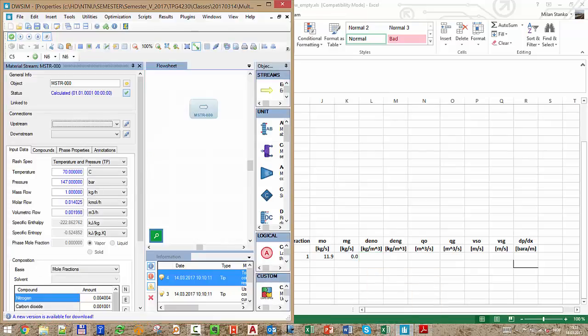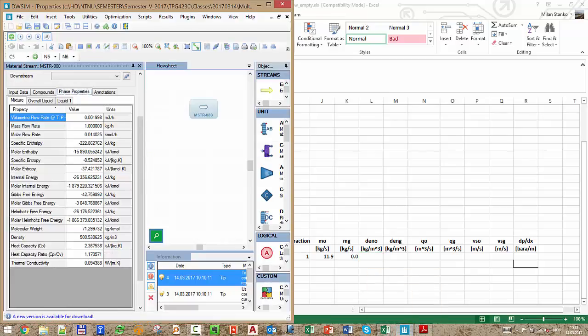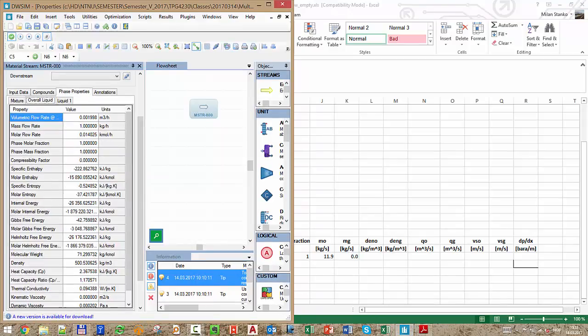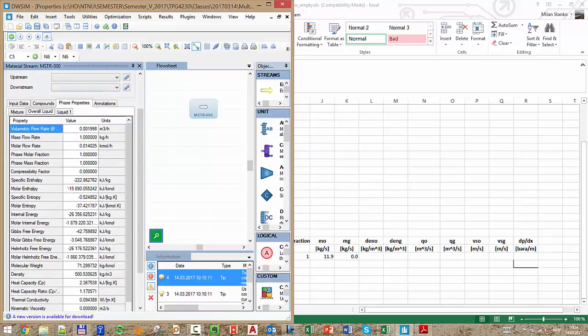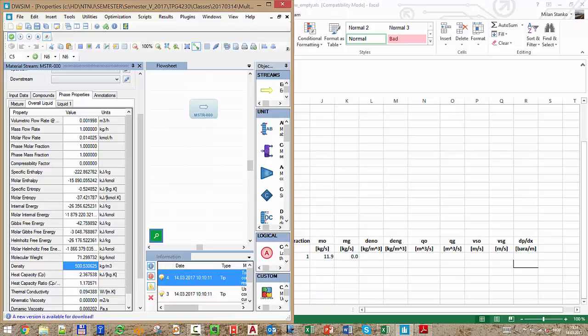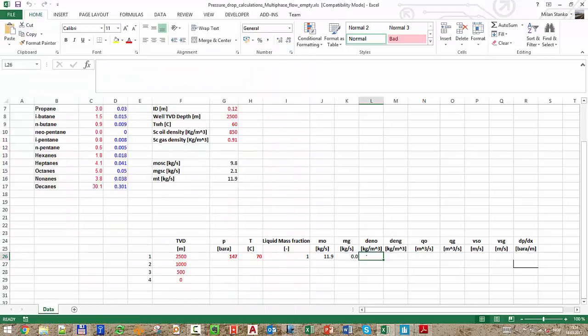The density of the oil: we go to phase property, liquid. The density of the oil should be someplace here. If you see it, the density here is 500. So I copy and paste it here. The gas, I don't need it because I have no gas at that point. So the rate of the oil will be the mass rate divided by the density of the oil, and the gas rate will just be 0.